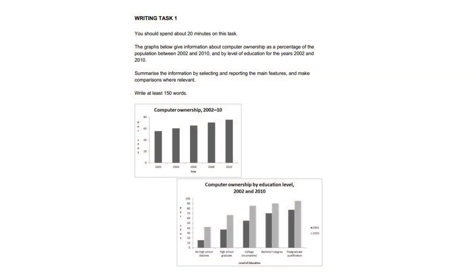Okay, let's get started. For task 1, it says you should spend about 20 minutes on this task, which you already know from the previous video. Then it says the graphs below give information about computer ownership as a percentage of the population between 2002 and 2010, and by level of education for the years 2002 and 2010. Summarize the information by selecting and reporting the main features and make comparisons where relevant. Write at least 150 words, which again is something you already know from my previous video.